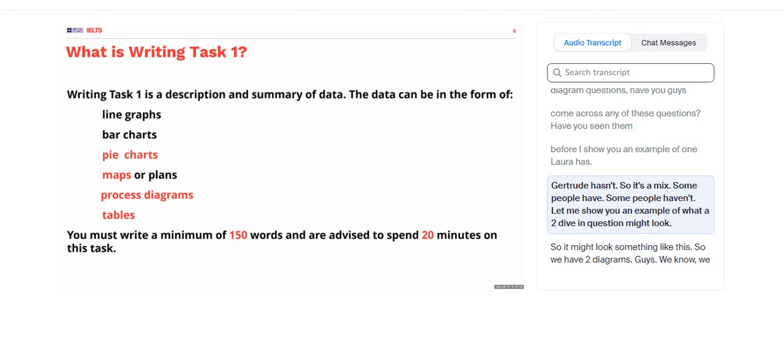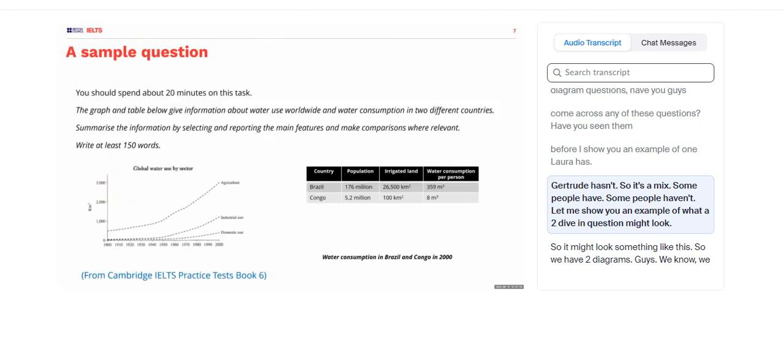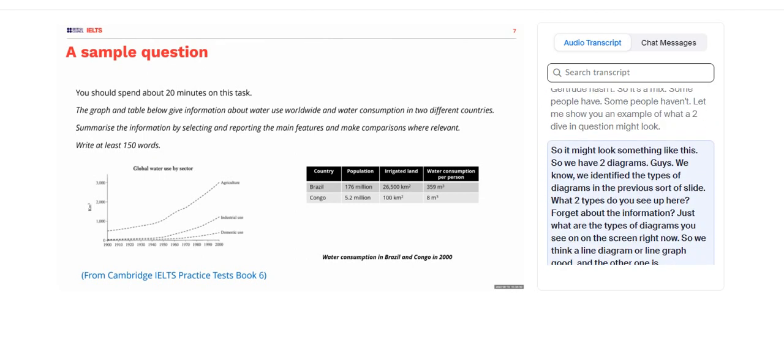Gertrude hasn't. So it's a mix. Some people have, some people haven't. Let me show you an example of what a 2-diagram question might look like. So it might look something like this. So we have 2 diagrams.